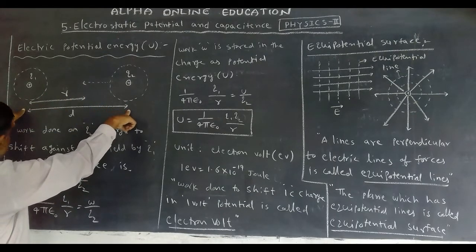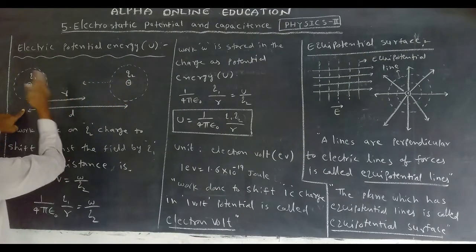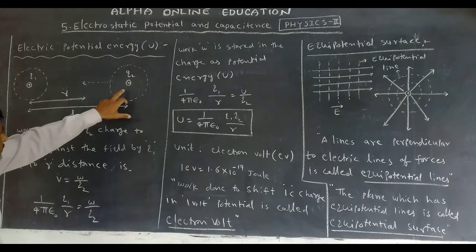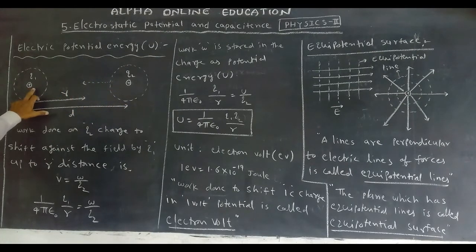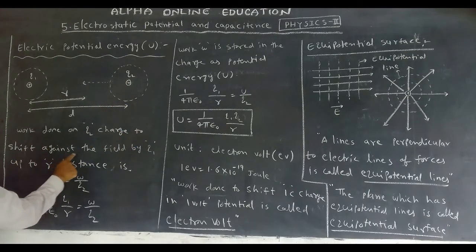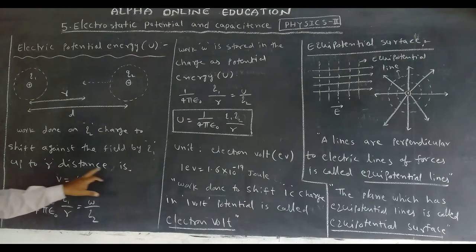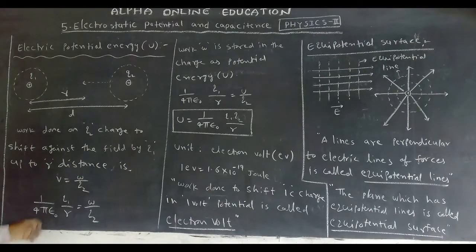Initially, how much is the distance between them? D. Now I have shifted up to a distance of how much? R. Which charge did I shift? Q2, towards charge Q1, which produces the electric field. Now work is done on charge Q2 to shift it against the field. Who gives the field? Q1.